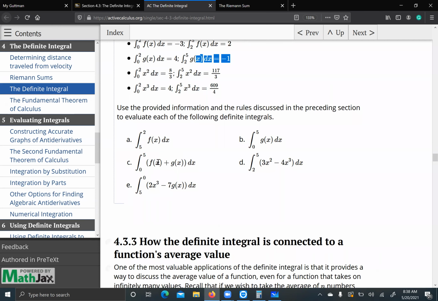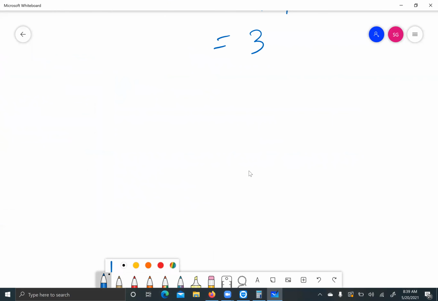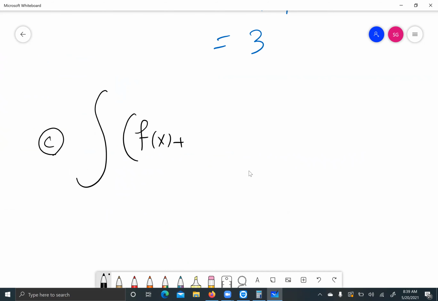Part C says to take the integral of the summation of f and g from 0 to 5. Okay. So part C, take the integral of f plus g with respect to x from 0 to 5. That's the question.